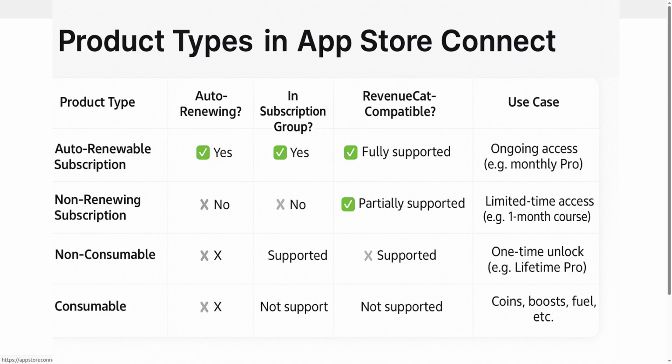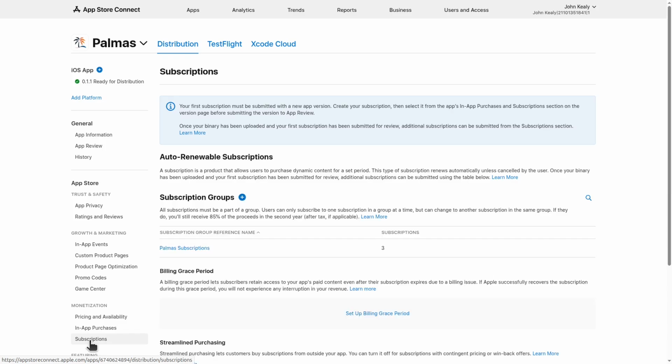A consumable is a one-time but repeatable purchase, like a power-up in a game or usage credits for AI models, while a non-consumable is a one-time but unrepeatable purchase, like a lifetime access. Then you have subscriptions, which is the one that I'll concentrate on here. The example I'll use is having tiers in my app. So we'll have a basic tier, a pro tier, and then a higher tier. We'll call it the platinum tier.